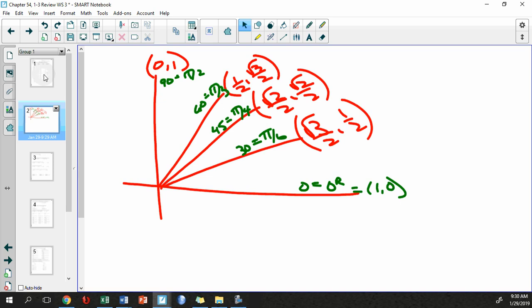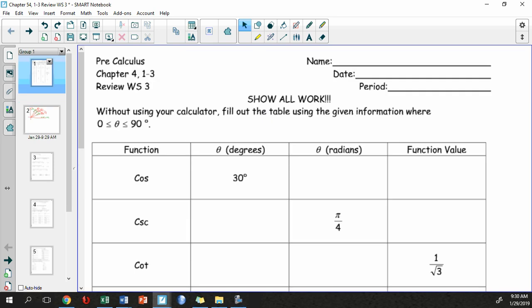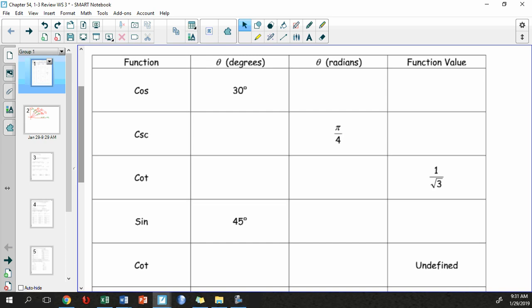Because if I come back to this page, all it's asking for in the first column is the degree measurement. The second column asks for the equivalent of the degree in radian measurement. And in the last function value column, it says to look at the very first column and find the cosine of that. So I'm going to go through this test and say, okay, 30 degrees is pi over 6, pi over 4 is 45.